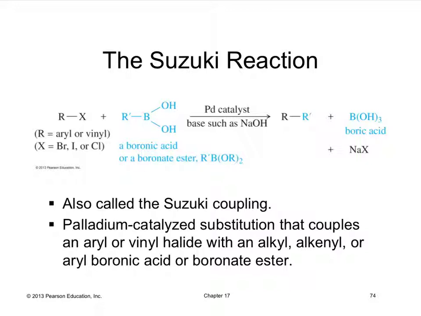The Suzuki reaction can take an aryl or vinyl halide. In this case, it's Br, I, or chlorine. In the presence of a boronic acid, palladium catalyst, and base, it will generate the coupling of the R groups, right? The boronic acid byproduct and sodium halide are formed. This is called Suzuki coupling: a palladium-catalyzed substitution that couples aryl or vinyl halides with alkenyl or aryl boronic acids or boronic esters.